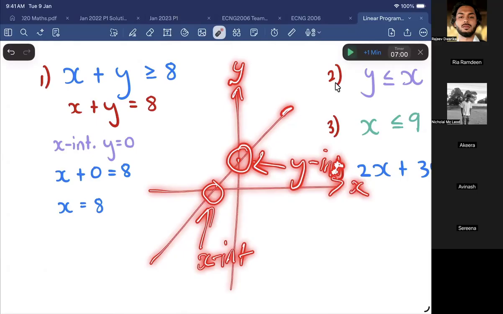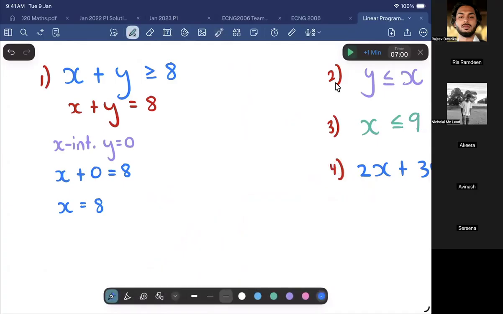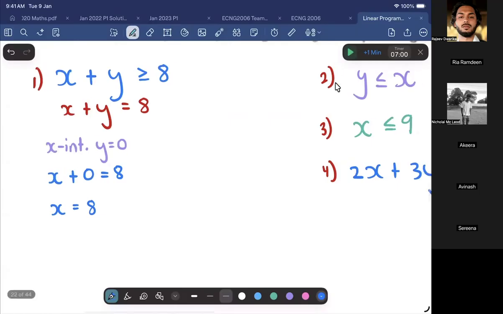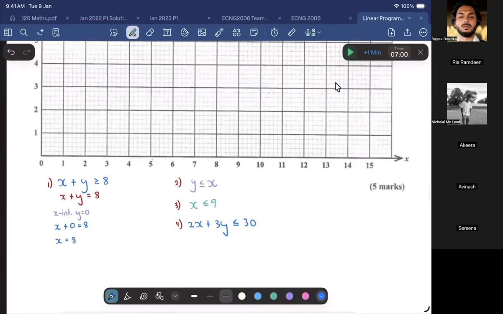Y-axis. Yes, Avinash, the y-axis, right? So, in other words, my line is going to cut the x-axis at what value? According to what we find here, guys. Where is my graph going to cut the x-axis at? Tell me. 8. So, on my x-axis, I'm going to put a little dot by 8. That easy, right?